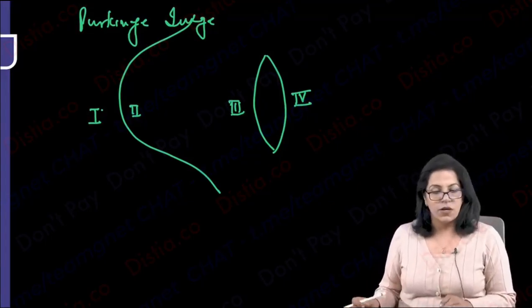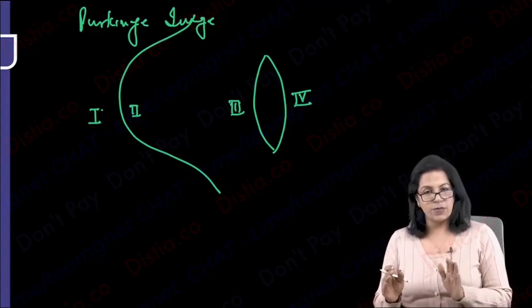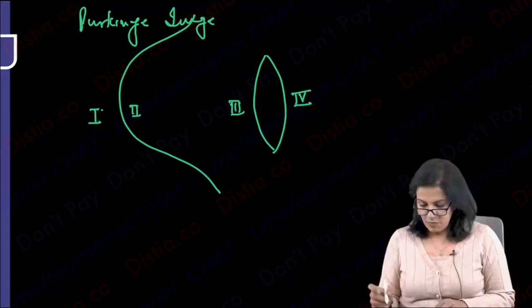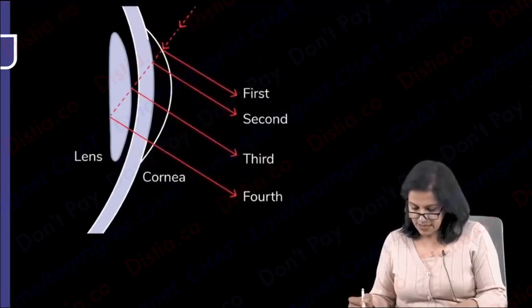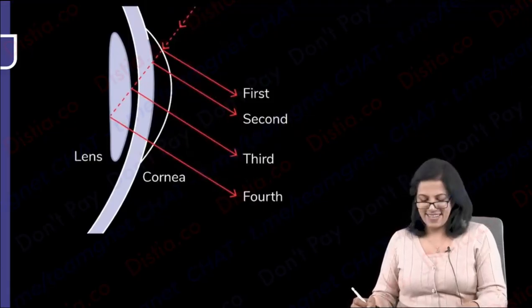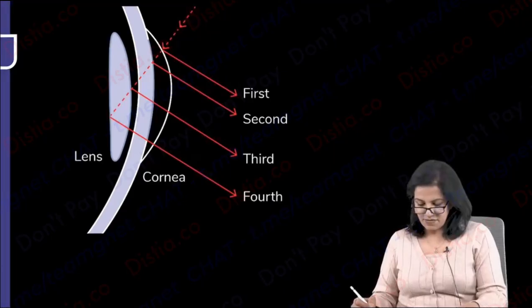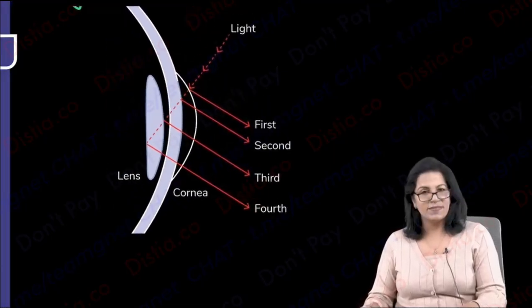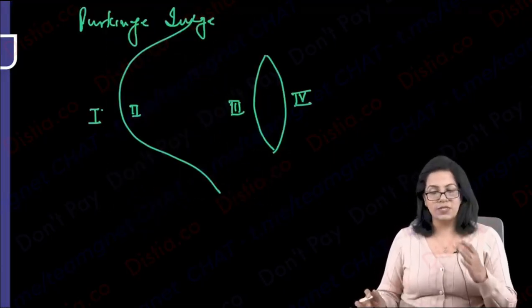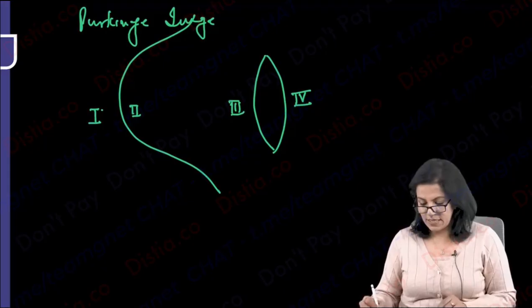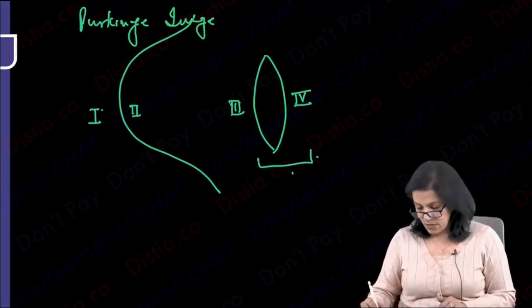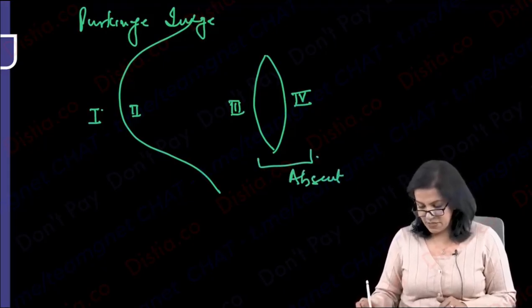Okay. So once we know that these are the 4 Purkinje images, what are the questions they ask you? See, the slide is also showing you the same. I think mine one is little better to understand. So it is the same, first, second, third and fourth. So the first question is which are the images absent in aphakia? Common sense, no lens, so no images. So absent in aphakia will be 3 and 4. Make a Q there.